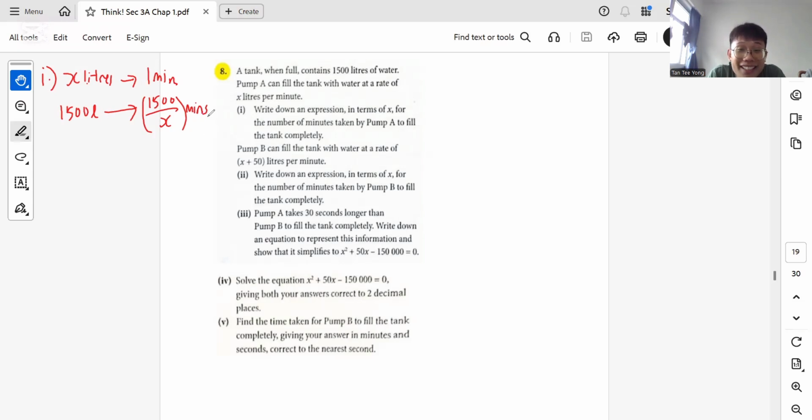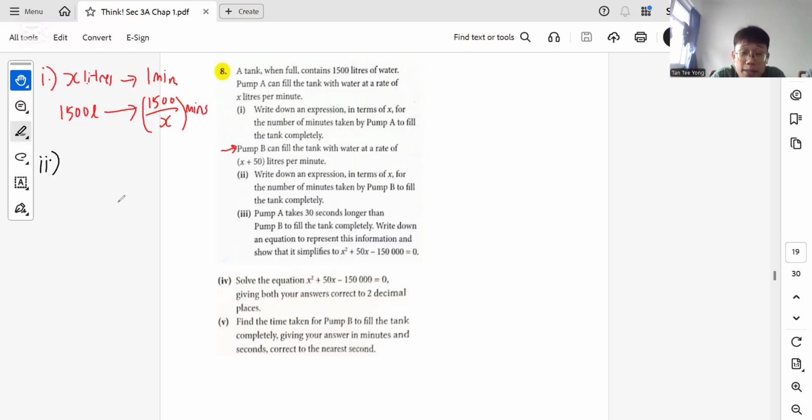Okay, so part 2. They say pump B can fill the tank with water at a rate of x plus 50 liters per minute. So pump B obviously can fill more water, as in there's more water coming out from pump B as compared to pump A. Okay, so part 2 in black.